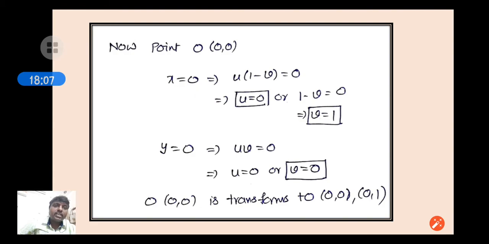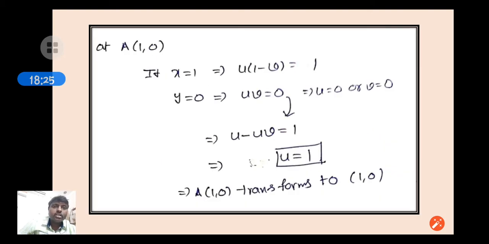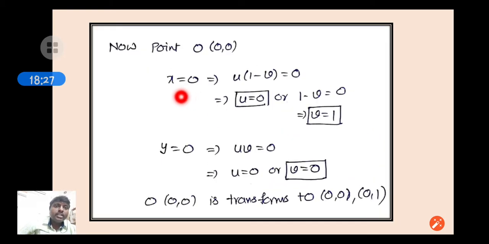So the definition of x in terms of u and v is u into 1 minus v is equal to 0. That means either u is equal to 0 or 1 minus v is equal to 0, that means v is equal to 1. Whenever x equal to 0, your u is equal to 0 or v is equal to 1. These are the two cases. Now go through the next case.